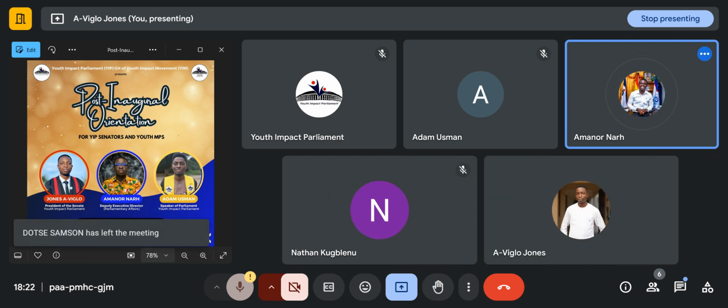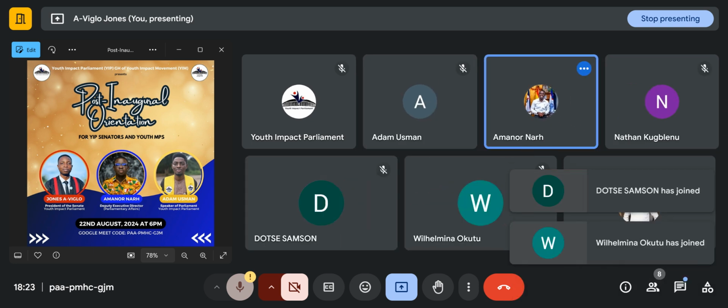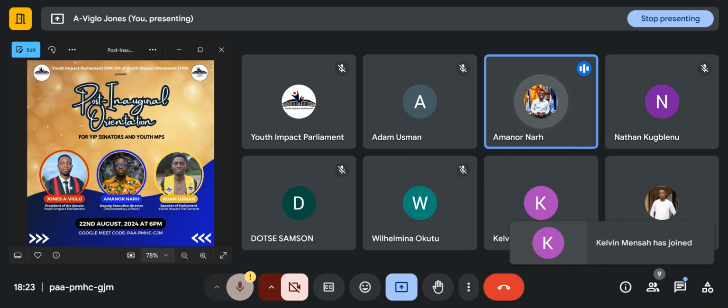The Youth Impact Movement has a board of directors running the entire movement. We have Honorable Jones Amegashie-Viglo, the executive director. Myself, Honorable Amanor, executive director in charge of parliamentary affairs. I have my good brother, Honorable Welcome, who is the deputy in charge of humanitarian affairs. It is important to note that all of you belong to the Youth Impact Movement. A day will come where we will call on you as parliament, and we can equally call on them to help us.